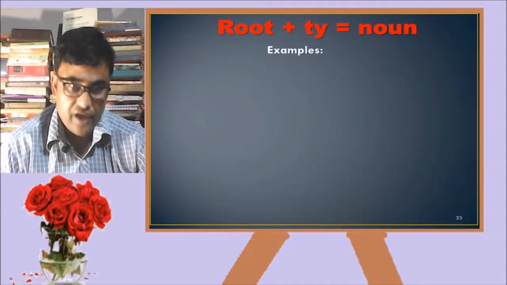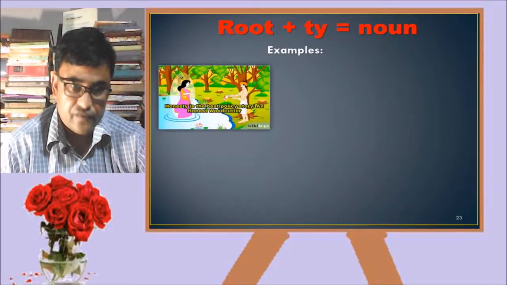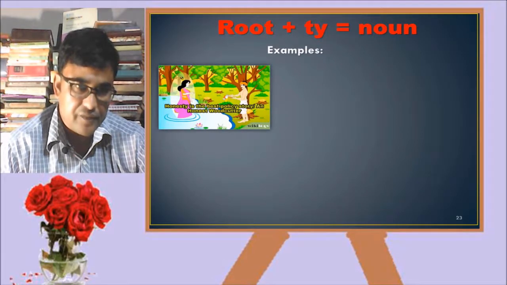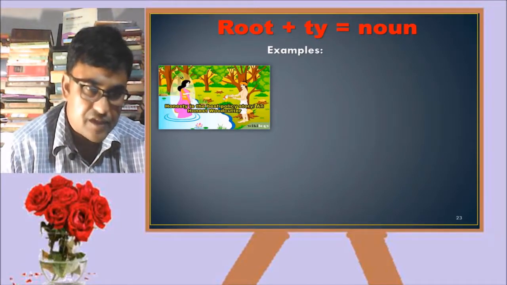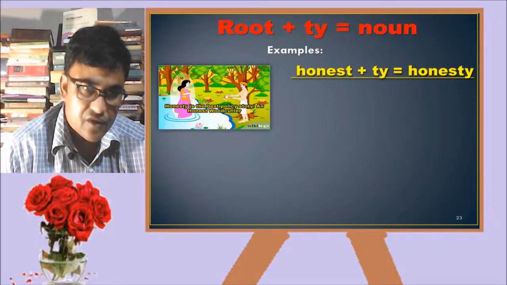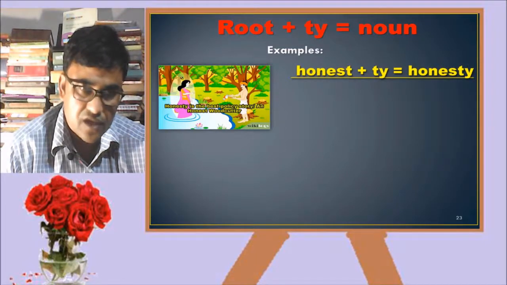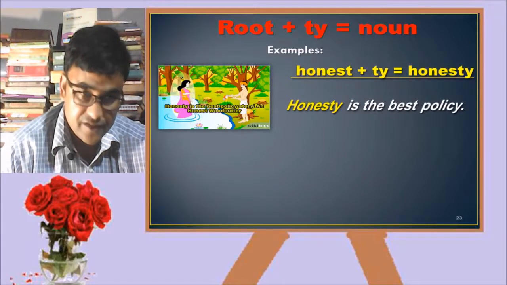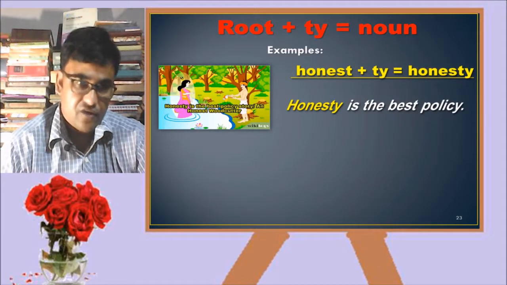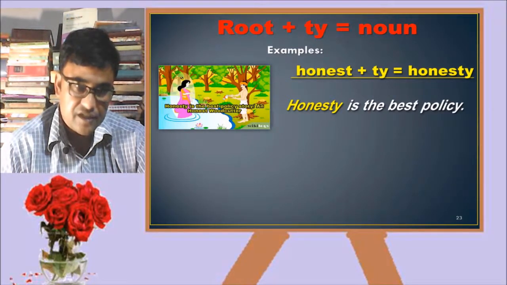Root plus TY equal noun. For example, first look at the picture. This is a scenario of a story. You know that honesty is the best policy. Honest plus TY equal honesty. Honesty is the best policy. Here, honest and TY, that is honesty, this is a noun. Okay?